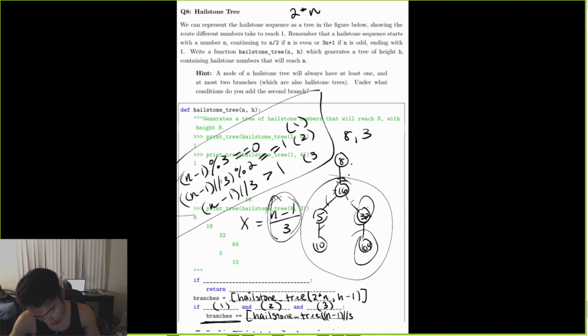And so we have n minus 1 divided by 3, and we're also going to decrement the height. So in the case of 16 to 5 and 10, we want to decrement 1 to the height, so that it doesn't generate a tree of height h, resulting in a total tree of height h plus 1. And so we're going to add that list in, and then we have our branches now, and now we just have to construct the tree.